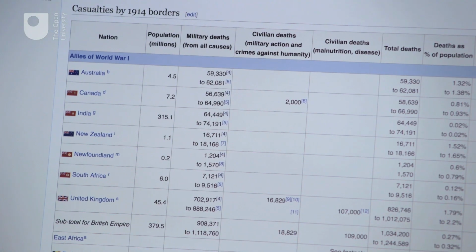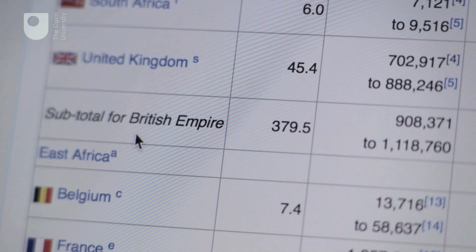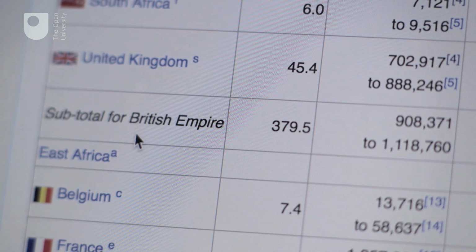If we take into account the entire British Empire, we've got figures for Australia, Canada, India, New Zealand, Newfoundland and South Africa as well. And if they're added to the United Kingdom, we get a subtotal, which is between around 908,000 and 1.1 million. These are the military deaths as opposed to overall casualties. These are just the military deaths listed here, yeah.